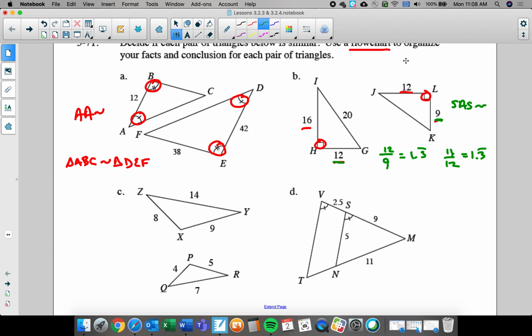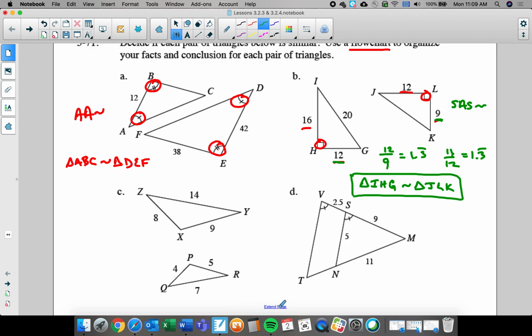Once again, if I was going to write a similarity statement, let's say I write triangle IHG similar to triangle, and now we've got to match things up. Since I is in the first one, notice that's between the longer leg and the hypotenuse. That means here's your longer leg, here's your hypotenuse, so that's got to go with angle J. H is the right angle, therefore matches up with L, the right angle, and the only one left would be K. So there would be your similarity statement for that one.